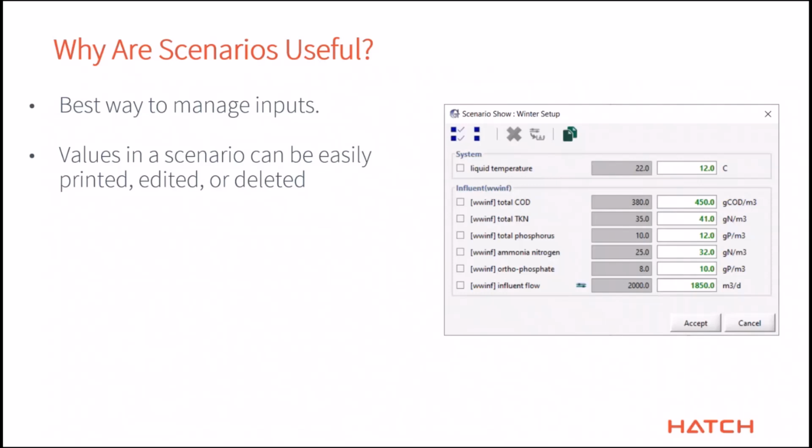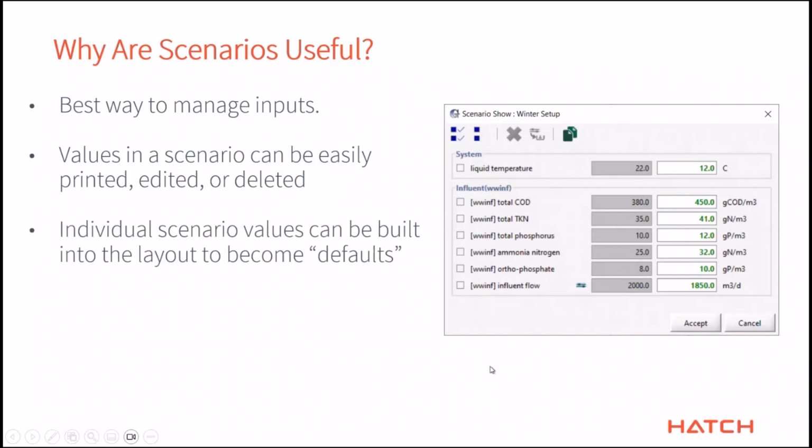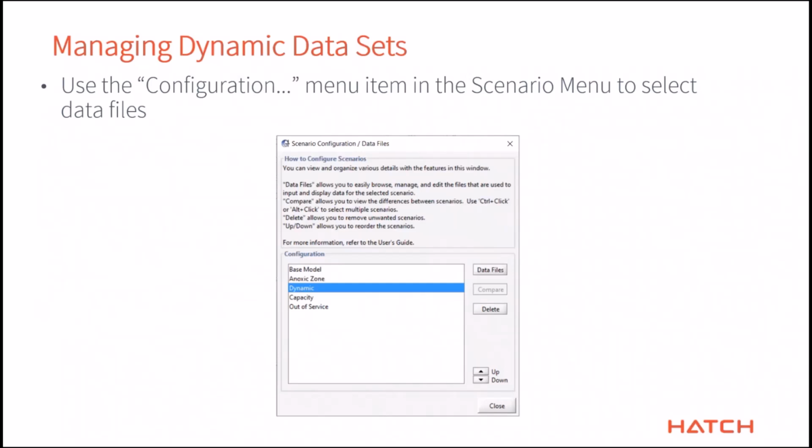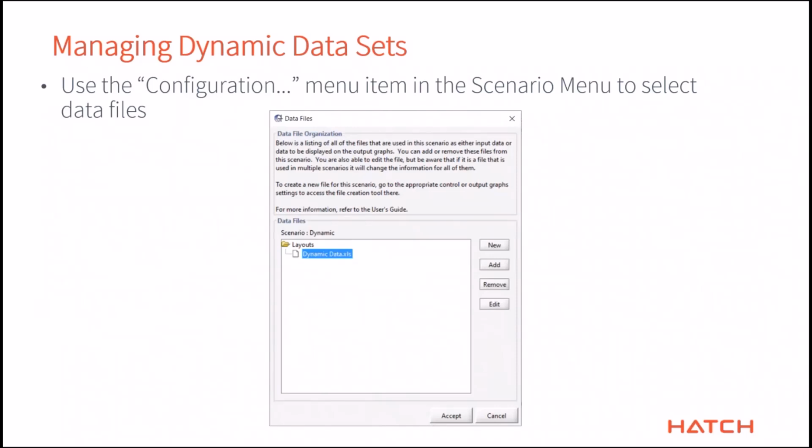Now, it is absolutely the best way to manage all the inputs to your model. And you can manage those by going to the scenario show menu, like I'll show you here in a moment. Somebody here made a scenario called winter setup. And so it's got a cold temperature, it's got a different influent characterization and a different flow. And all of these things are there and will be automatically set every time you come into this scenario. And you can actually build a scenario off of another scenario. When you're building a new one, you get to select which one you want to start with. And so all of that can be done in the menu, and you can manage which data files, like the ones where you're going to read in dynamic data. You can do that from this scenario configuration and data files menu. And I'll show you that here shortly. You can just add or subtract or edit the files that you have here.